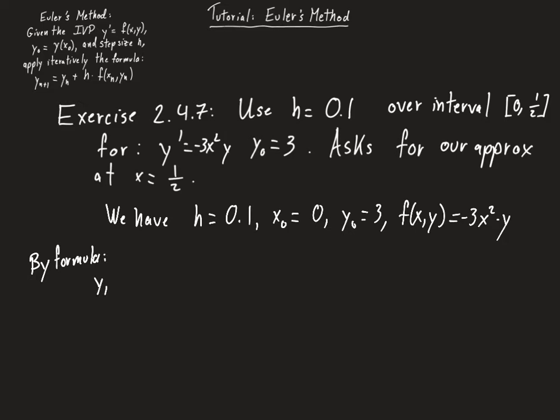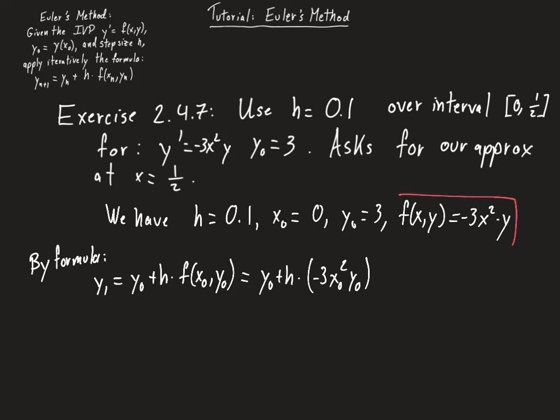And we're going to see that y1 is equal to, of course, y0 plus h times f of x0, y0. Now this means that we have y0 plus h times, now f of x0, y0 is equal to negative 3 x0 squared y0. Again, we're just plugging in this formula right up here for this guy. Very straightforward substitution. Hopefully everybody sees what I've done there.